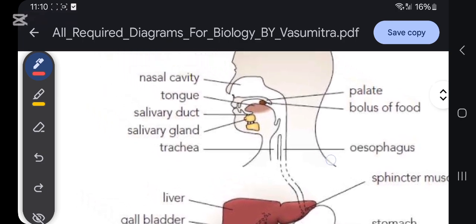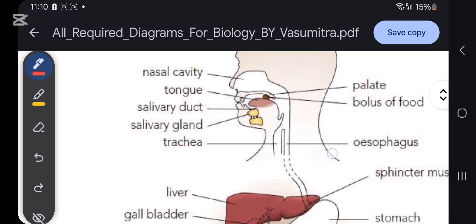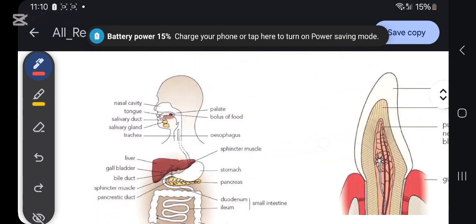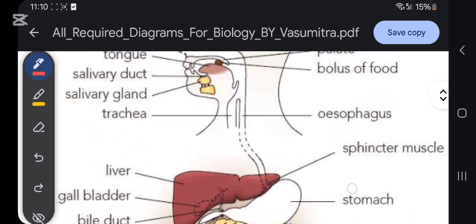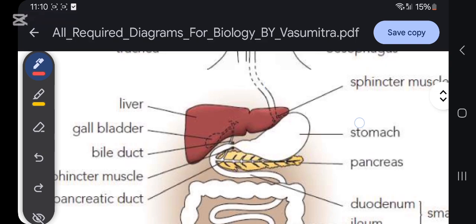So it has the mouth. It starts with the chemical and the physical digestion. Physical digestion because it's breaking the food down into smaller pieces. Chemical digestion because starch is being broken down. Then it passes through the esophagus, which is close to the trachea. Then it goes into the stomach.